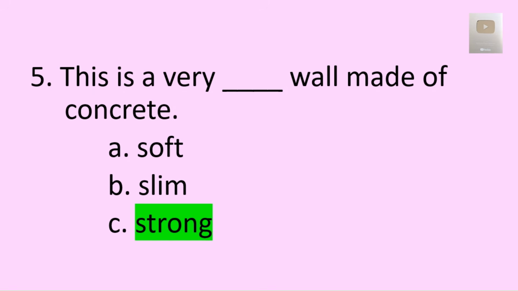The answer is, this is a very strong wall made of concrete. Concrete makes the wall strong, doesn't make it soft. Slim we don't usually use for a wall. We say thin if the wall is thin or thick, but slim does not collocate with wall.